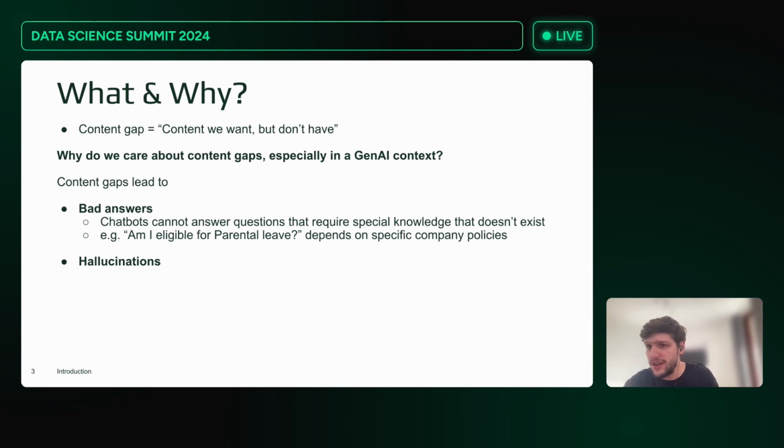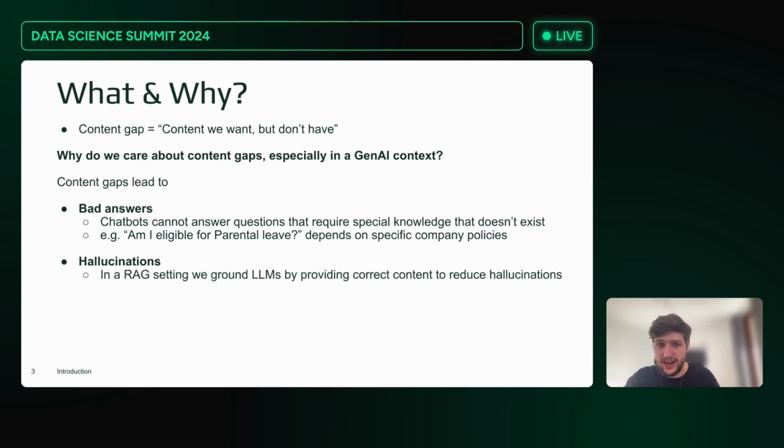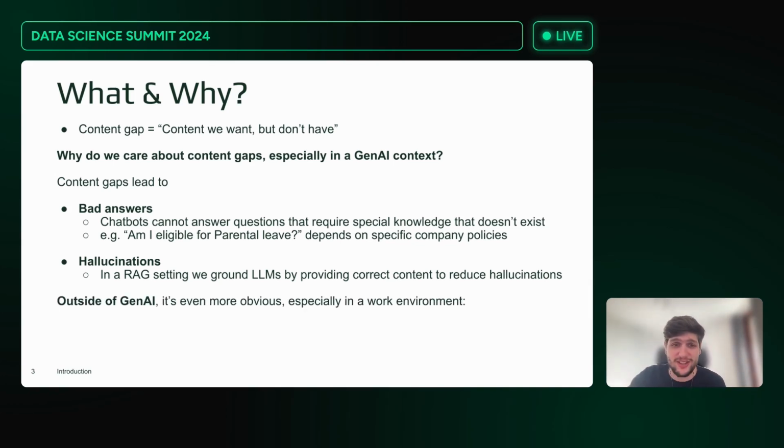And even worse, maybe it will not tell you, I don't know the answer, but it will confidently give you an answer, right? And since there's no document that can be used to ground the LLM, we will get a hallucination, right? So in RAG settings, retrieval augmented generation, we try to take content, feed that content to the LLM, and then the LLM should not invent anything, but instead use the content that we've provided to provide the correct answer. And then outside of a Gen AI context, it's even more obvious, especially in a work context, right?